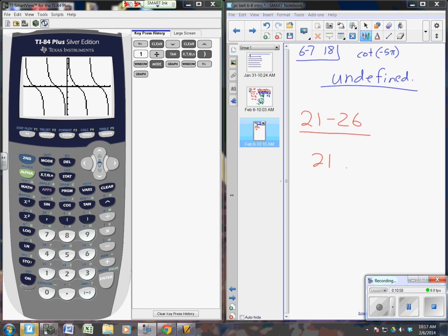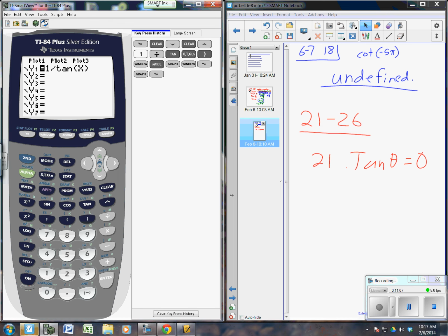So on those problems right there, like on 21 where it asks tangent of theta equals 0, let me just talk about this one. Tangent of theta equals 0. All it wants to know is if I put in the tangent function. So let's go put in the tangent function instead of the cotangent function.